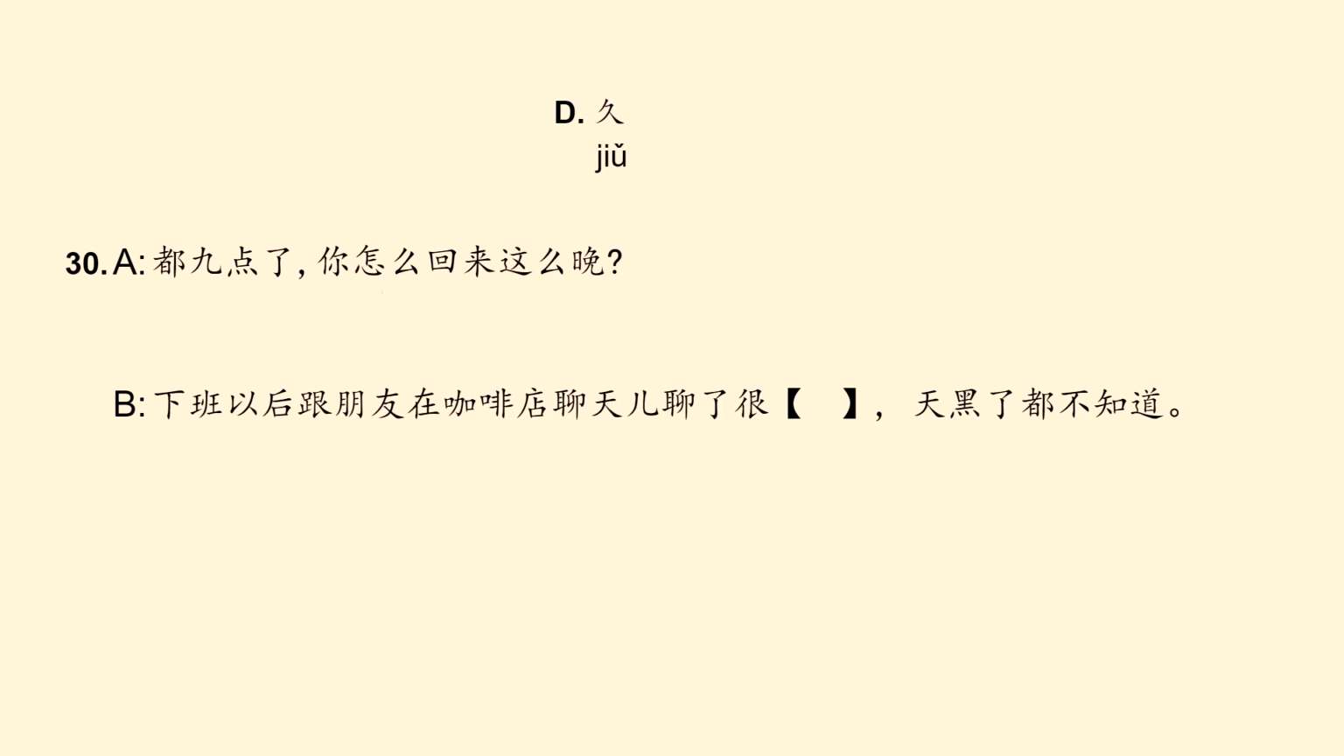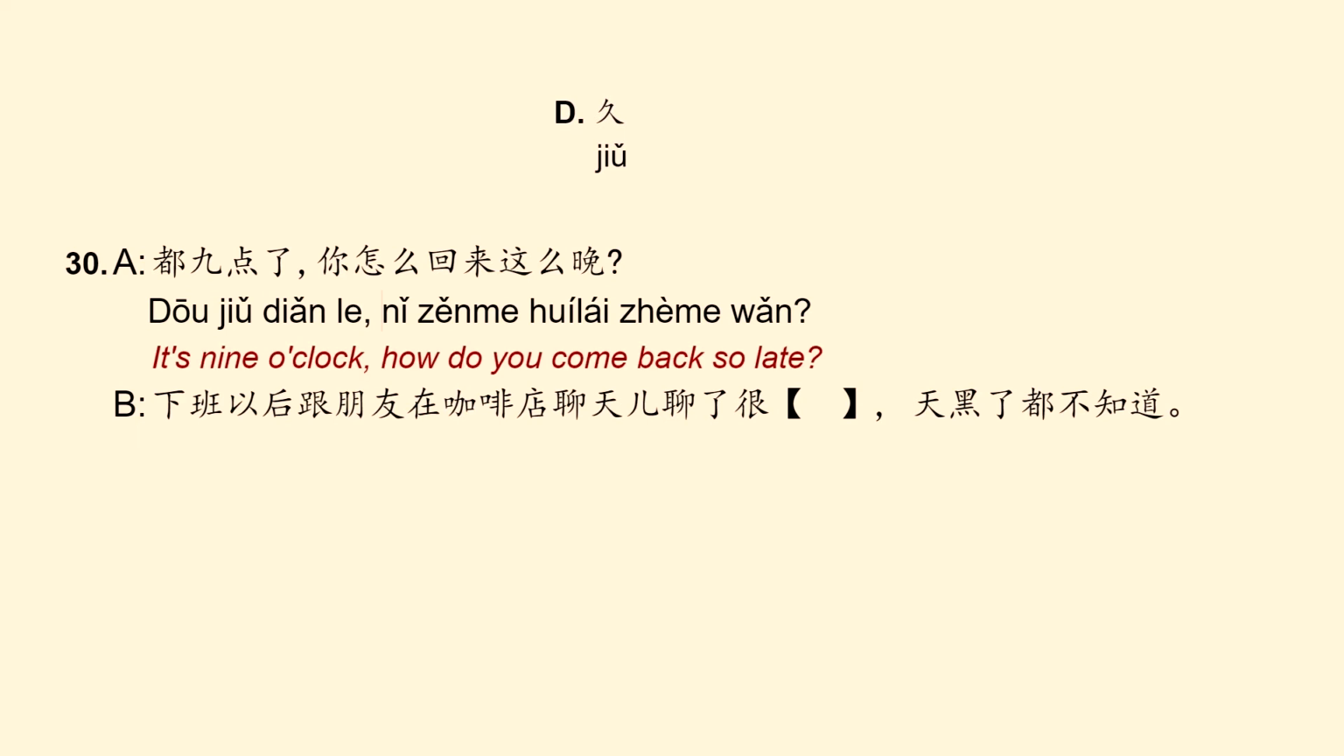Now the last question, number 30. We have here also a little dialogue, and letter A says, 都九点了,你怎么回来这么晚? It's already 9 o'clock. How do you come back so late?